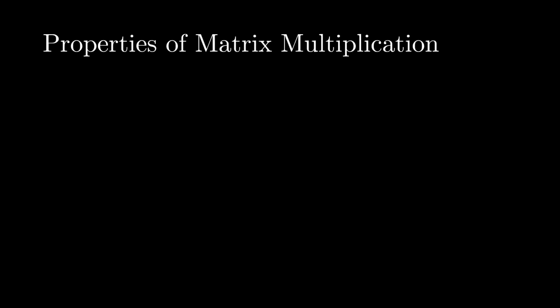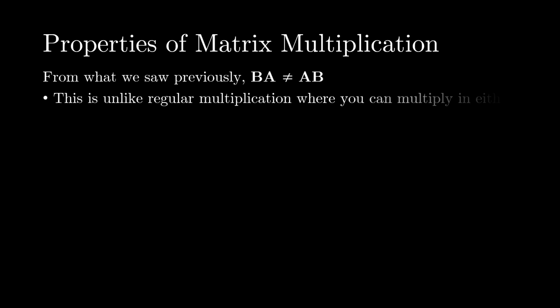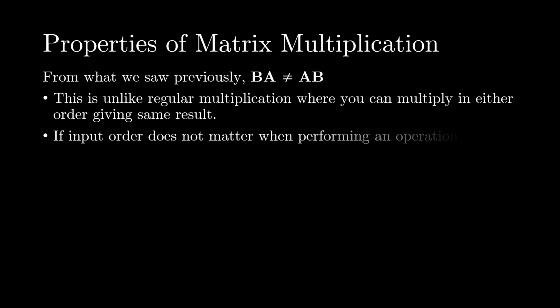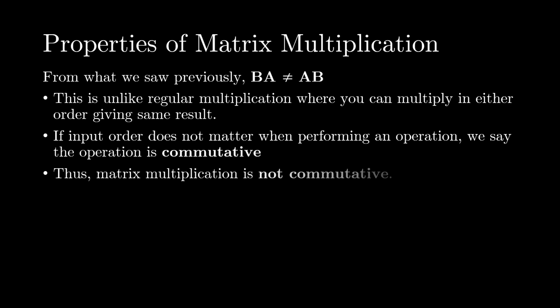On to the properties of matrix multiplication. From what we saw previously, BA was not equal to AB. This is unlike regular multiplication, where you can multiply in either order and the result will end up being the same. If the input order does not matter when performing an operation, we say the operation is commutative. Thus, because order mattered in this scenario, matrix multiplication is not commutative.